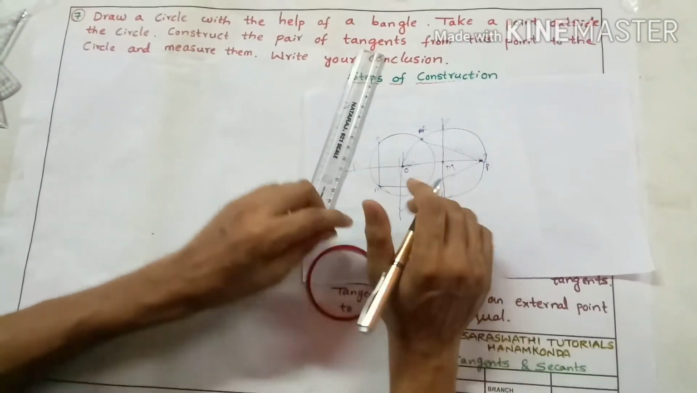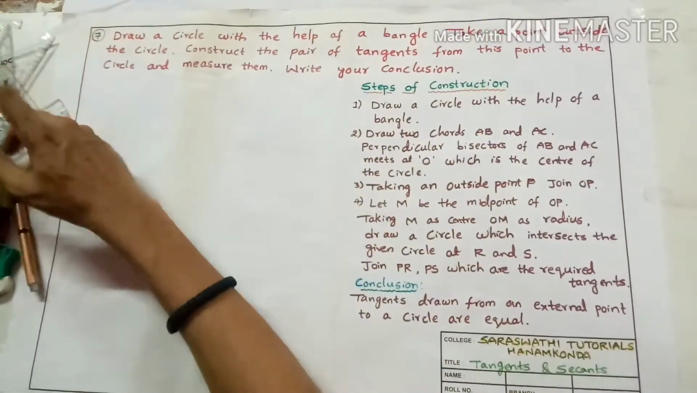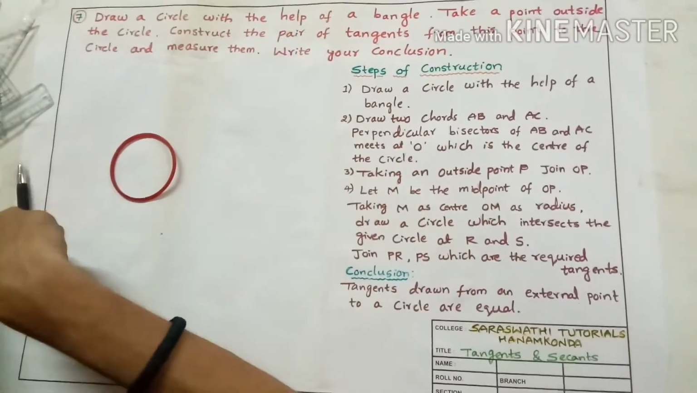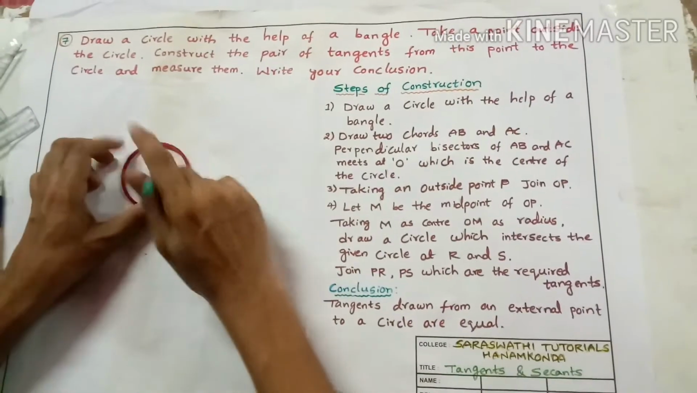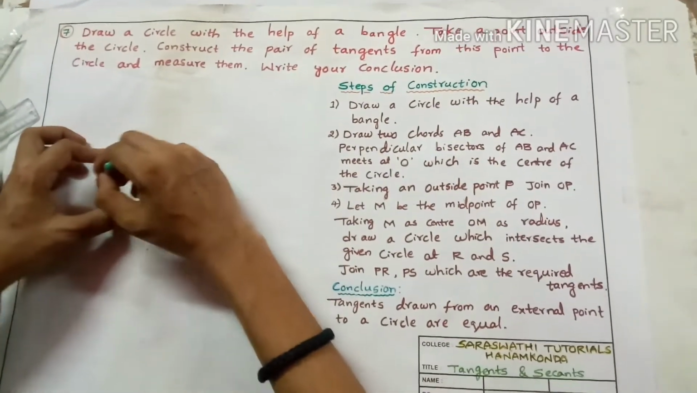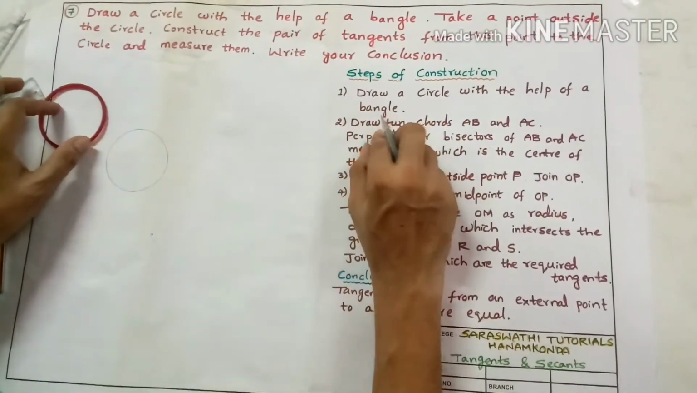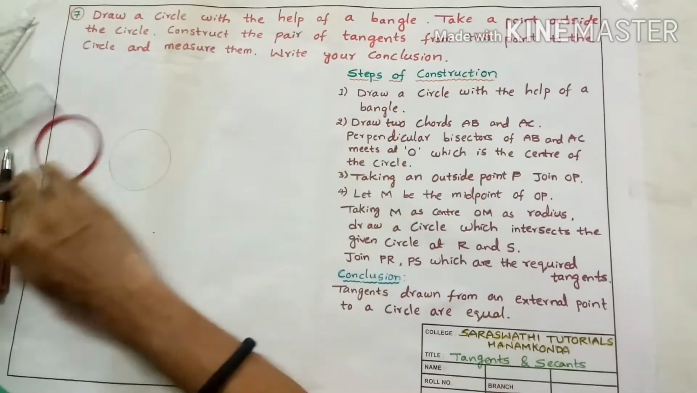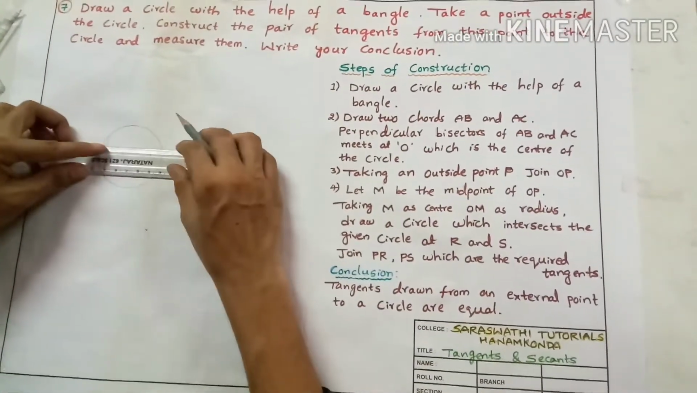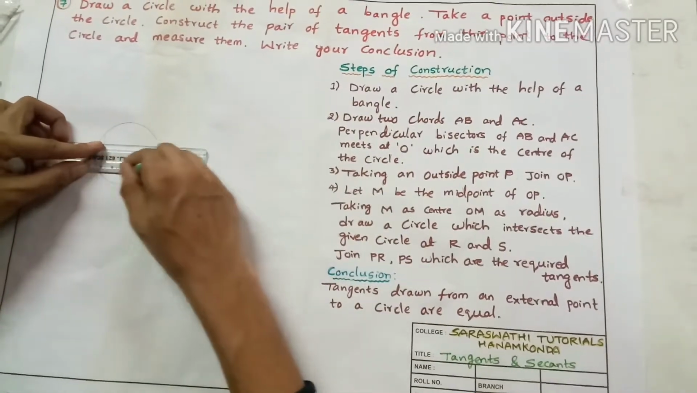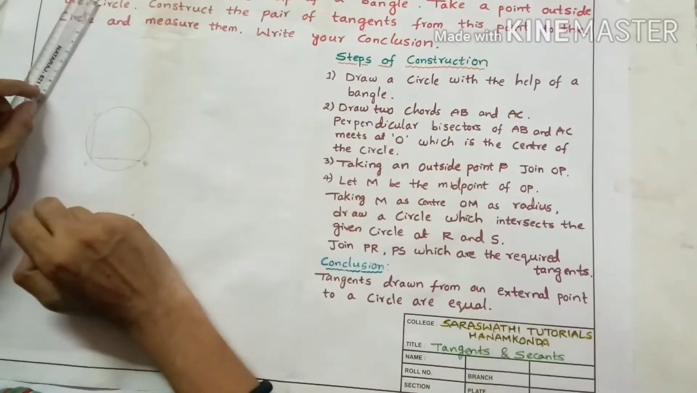So let us see how that happens. The first step is to draw a circle with the help of a bangle. The circle is drawn with the help of a bangle. Next, draw two chords, AB and AC.